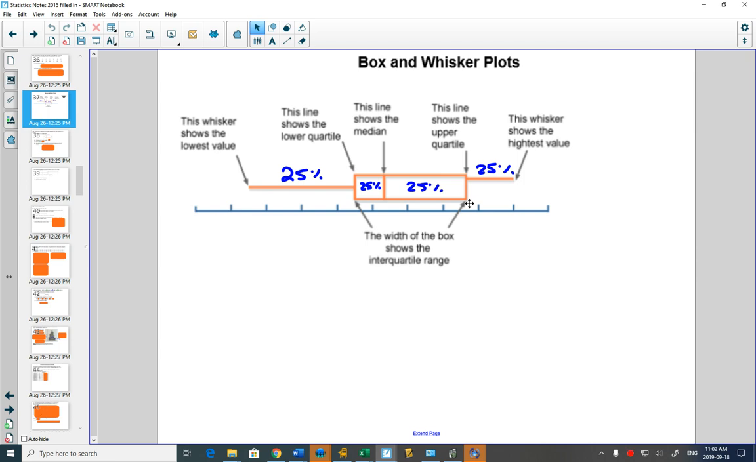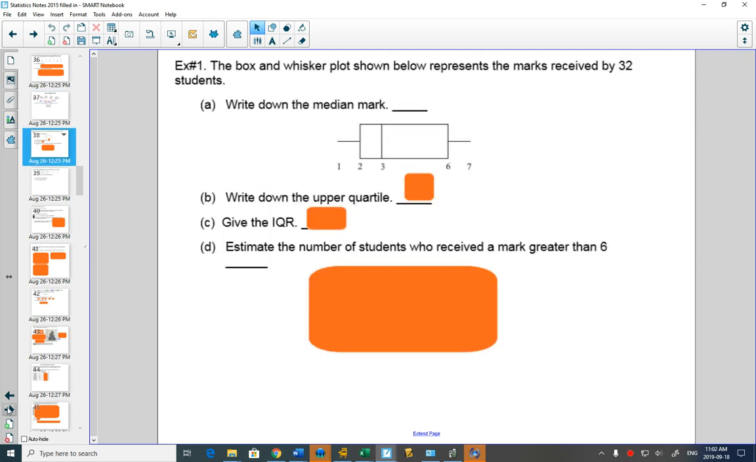So we have to look at box and whisker plots and be able to read them, and understand the data that comes from them. So here's an example. Box and whisker plot, write down the median mark. So this is a scale of 1 to 7, probably IB students. We had somebody score a 1, somebody score a 7.